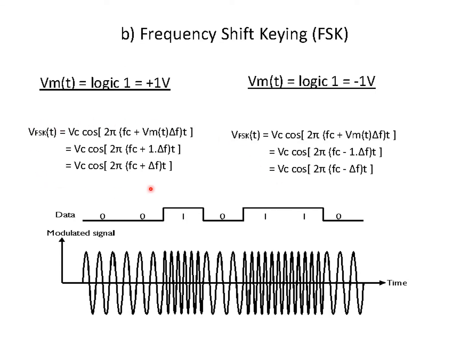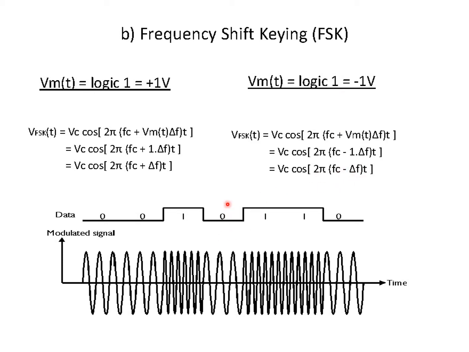Here we can see the governing equations. Here also we have considered the same input, plus 1 volt and minus 1 volt for logic 1 and logic 0. When logic 1 is applied, the new frequency will be Fc plus delta f, and when the input signal is minus 1 for logic 0, the frequency shift will be Fc minus delta f.